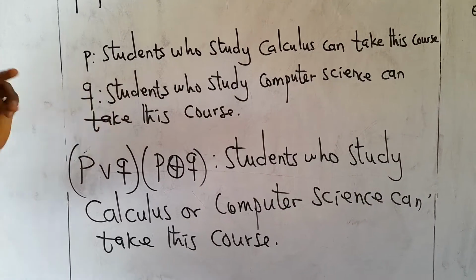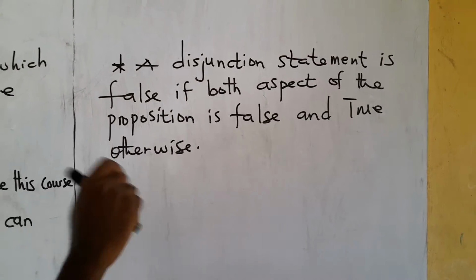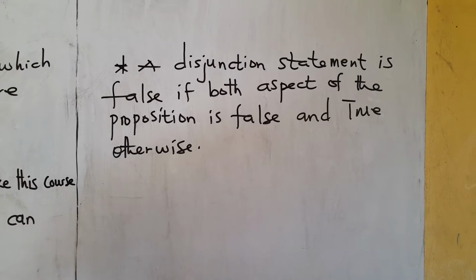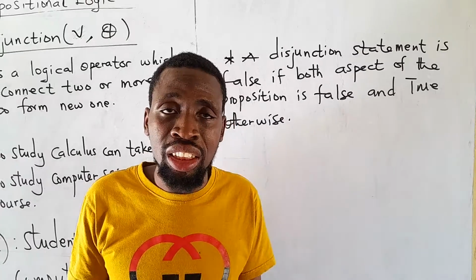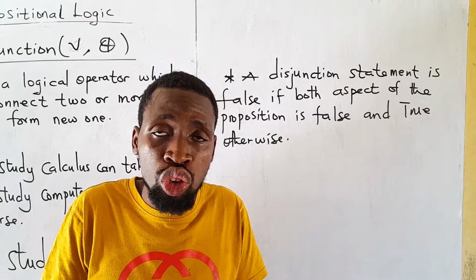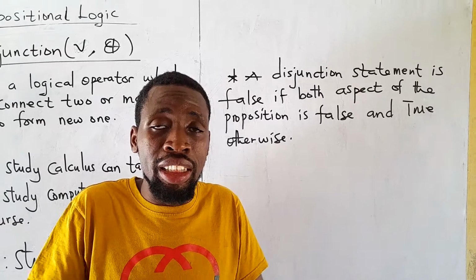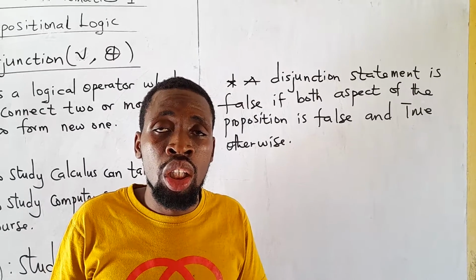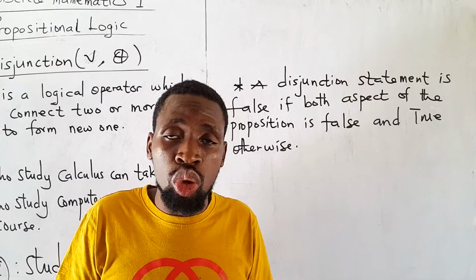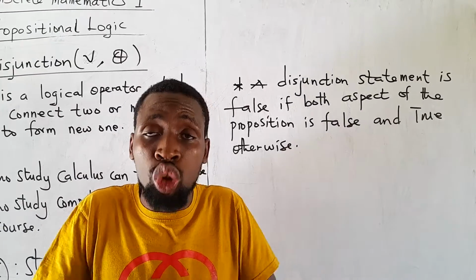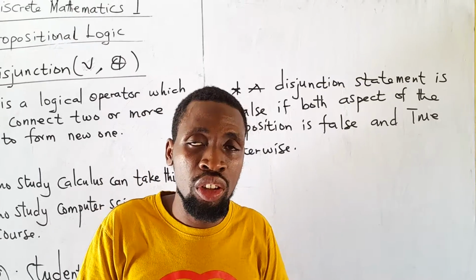Now note, a disjunction statement is false if both aspects of the proposition are false and true otherwise. What do we mean? We mean that when both aspects of the statement in contention are false, then the propositional statement, the disjunction statement, is false. When one is true and one is false, it will be true. So when both are true, it's also true. But it becomes false when both are false.